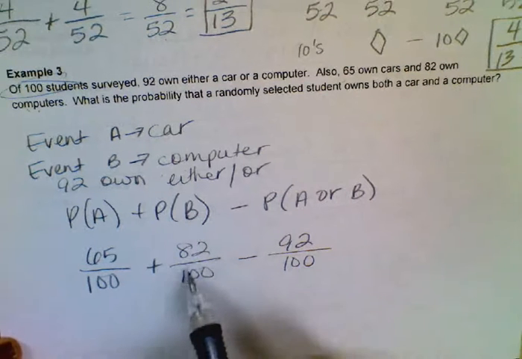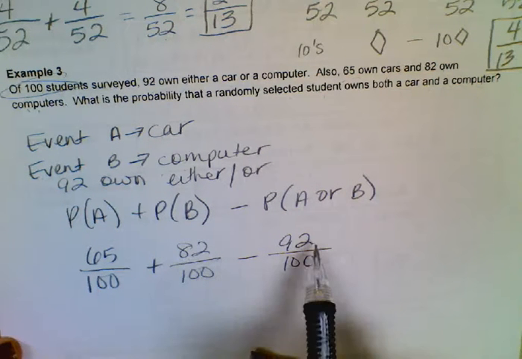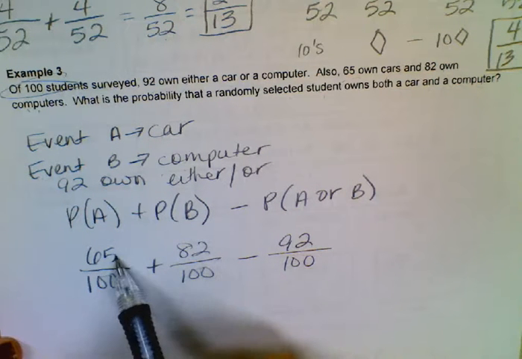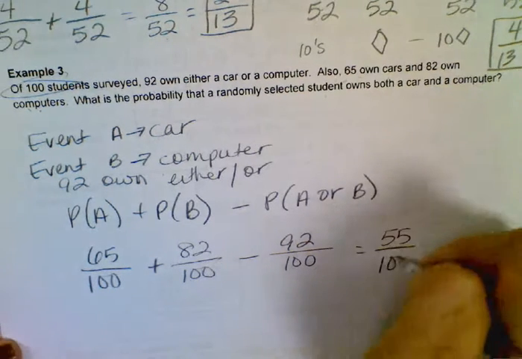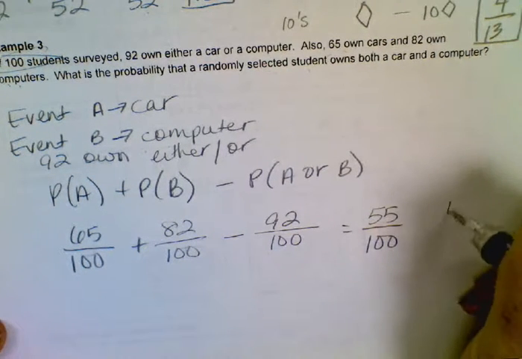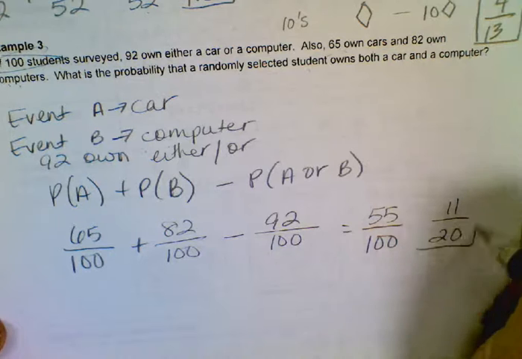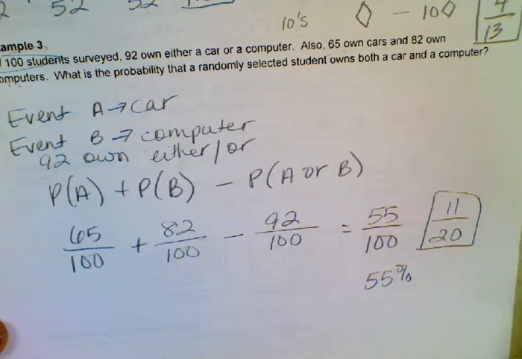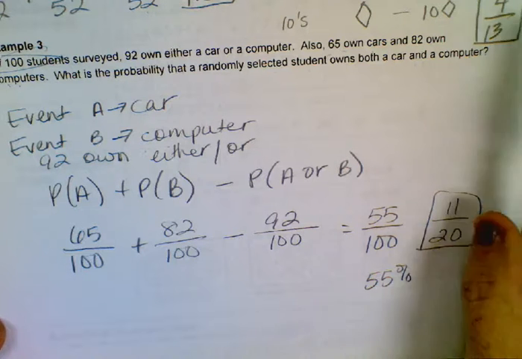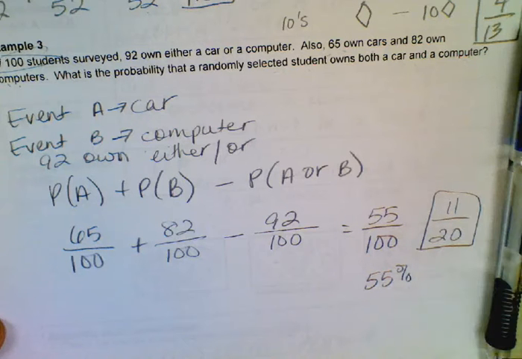Okay? So let's do this the easy way. 82 minus 92 is negative 10. Negative 10 from 65 would be 55 over 100. And you can reduce those each by 5, so you get 11 out of 20. So about a 55% chance that somebody there owns a car and a computer. That is the end of section 1.4, nice and short. And that's it.